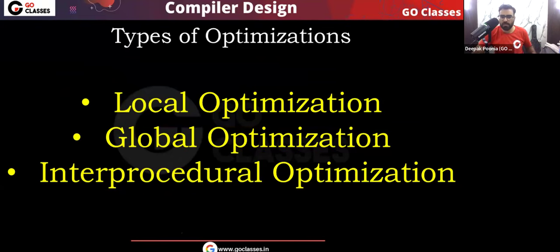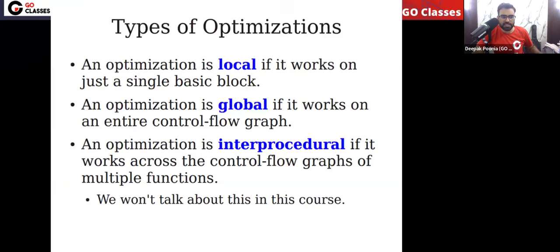I hope you understood. Let me tell you, global optimization is also called intra-procedural. Intra-procedural means within a procedure, not going among many procedures. Basically, if you are performing some optimization within a procedure, that is called global optimization. We use the word intra for within a procedure. So let's see the definition here.